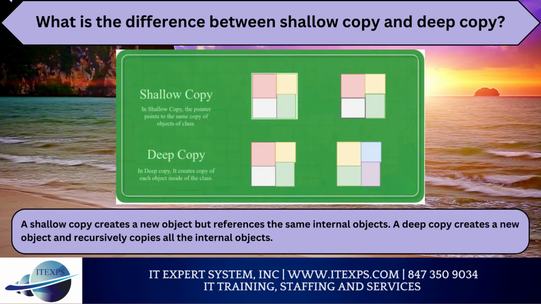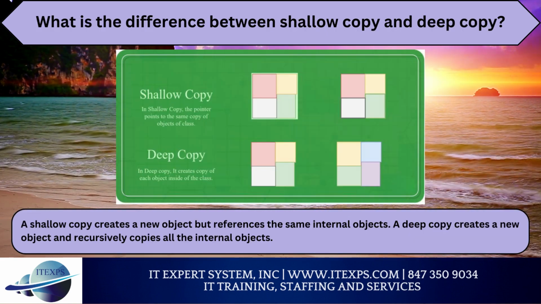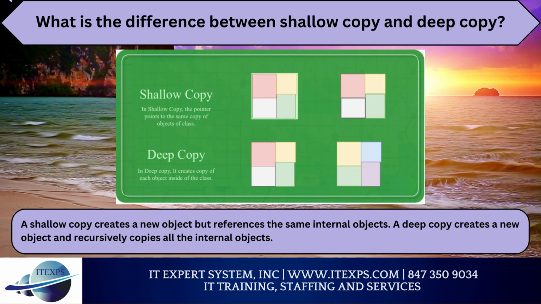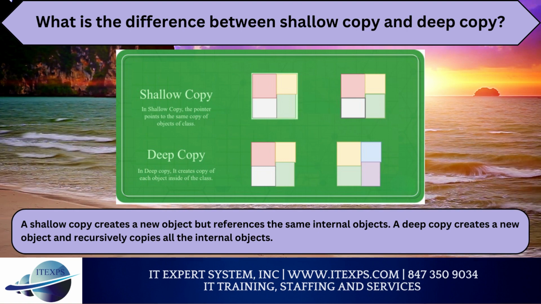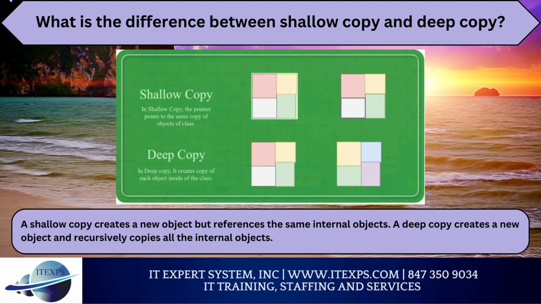What is the difference between shallow copy and deep copy? A shallow copy creates a new object but references the same internal objects. A deep copy creates a new object and recursively copies all the internal objects.